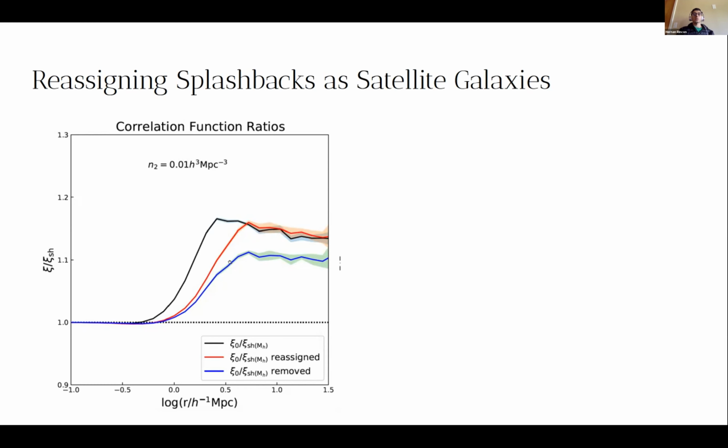What was coming off as an improvement is when we looked at just the case of removing the splashbacks. There was a quite significant drop in the level of assembly bias. And so we eventually came to think, well, maybe the reassignment procedure doesn't remedy the issue exactly as we hoped it would. But perhaps there is still something to the idea of splashbacks being related to galaxy assembly bias, and that can be seen just in the fact that removing them leads to some level of improvement.